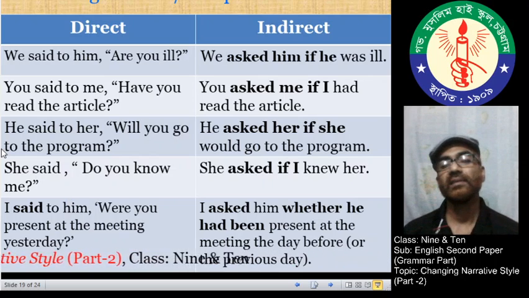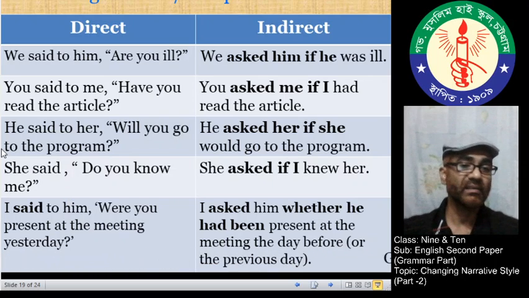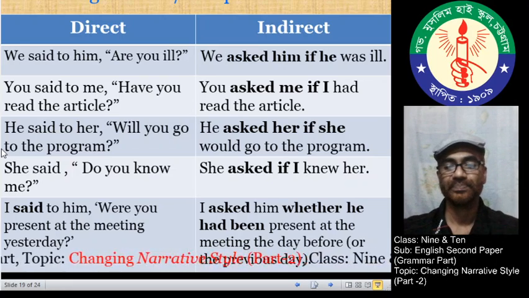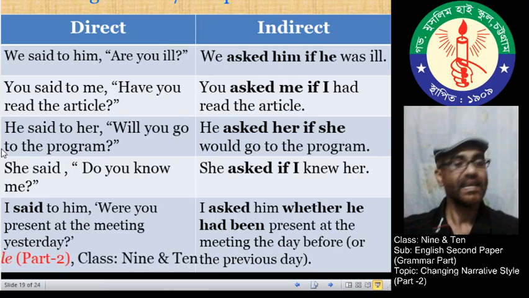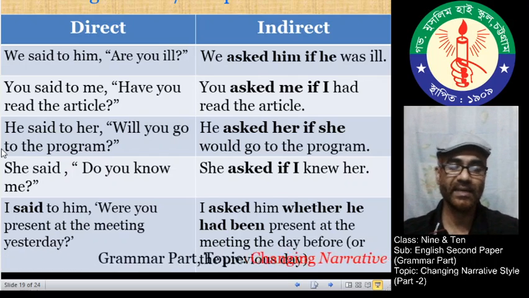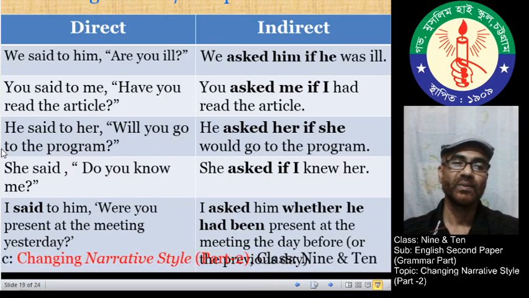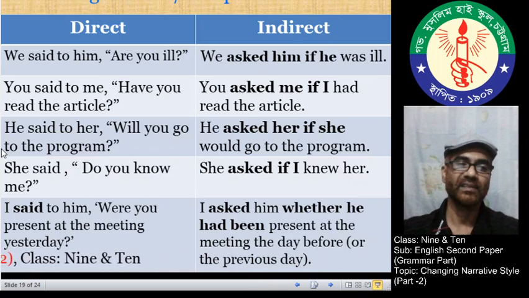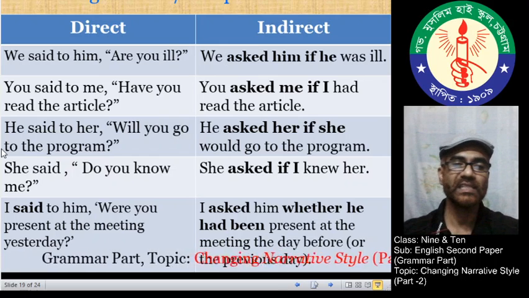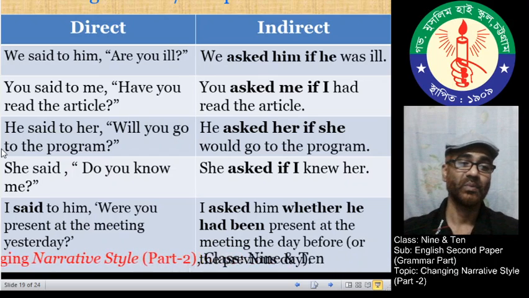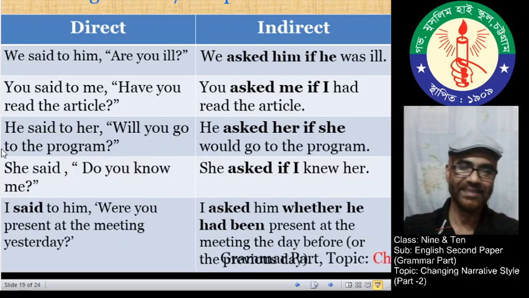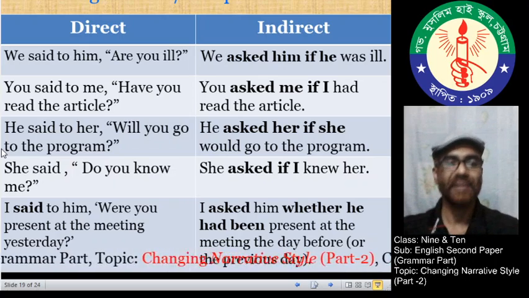And the next one: you said to me, have you read the article? In interrogative speech, you asked me if I had read the article. I think you have the basics, because this was the first video class of changing narrative style part 1. So I don't need to make you understand why have read becomes had read. You know this is the back shift of tenses.